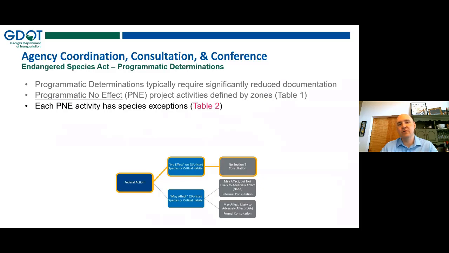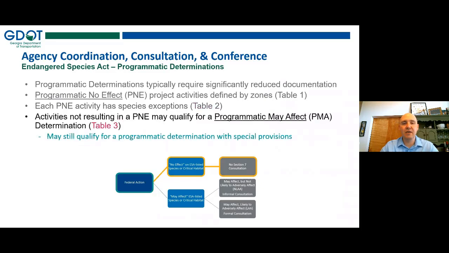But that doesn't mean you can't do those projects. It just means that we may need to do a different process. And we have developed a programmatic may affect agreement for a lot of our roadway maintenance projects. And it gives us the ability to do those for other species as well. And that gets us to a programmatic may affect, but not likely to adversely affect determination.